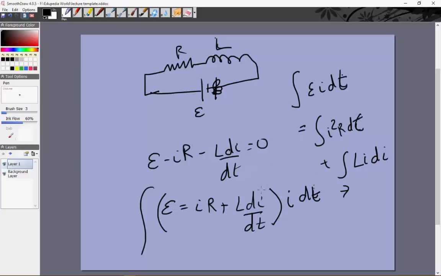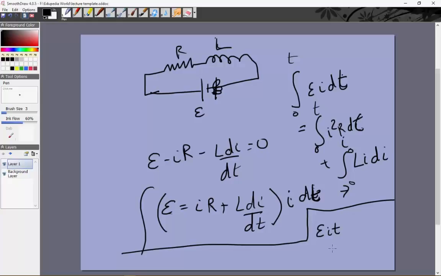I'm multiplying both sides by I dt and integrating. So the left hand side becomes E I dt. This side becomes IR multiplied by I dt, so I square R dt. This becomes dt and dt cancel, so I get L I di. Right? Now t obviously goes from 0 to t, 0 to t. I goes from, let's say, 0 to I. Initially the current was 0, or let's say I naught. So the equation we get is E I dt, that will give me E I t is equal to I square R t plus half L I square.